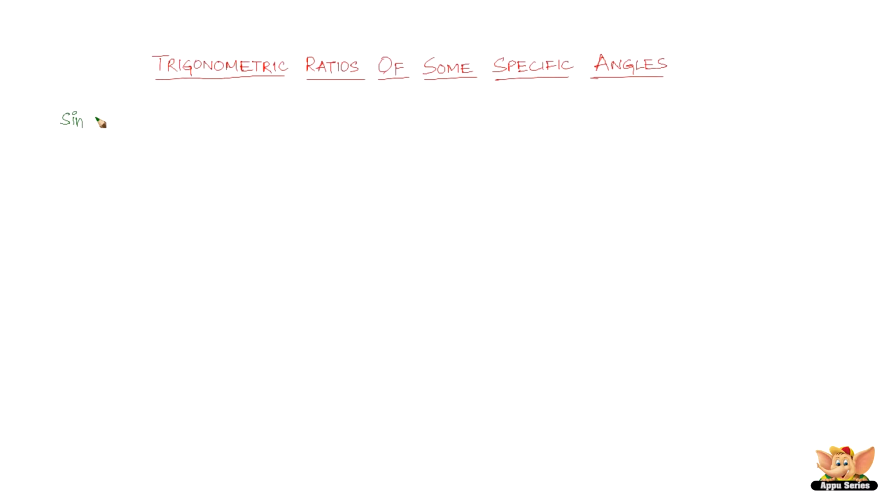Sine of 0 degrees and sine of 30 degrees, sine of 45 degrees, sine of 60 degrees, and sine of 90 degrees. And then we have cos of 0 degrees, cos of 30 degrees, cos of 45 degrees, cos of 60 degrees, and cos of 90 degrees.